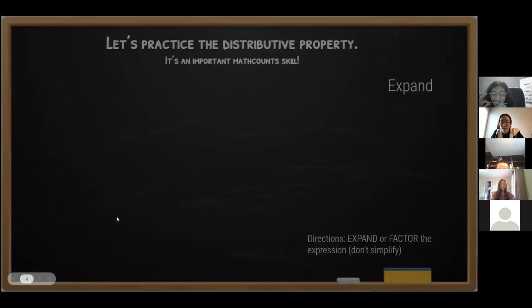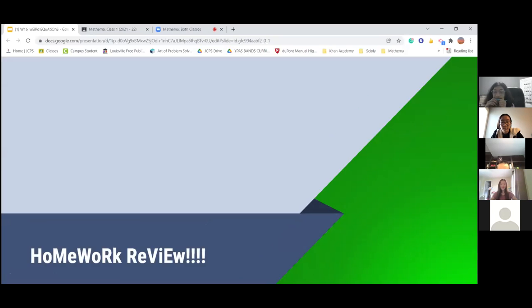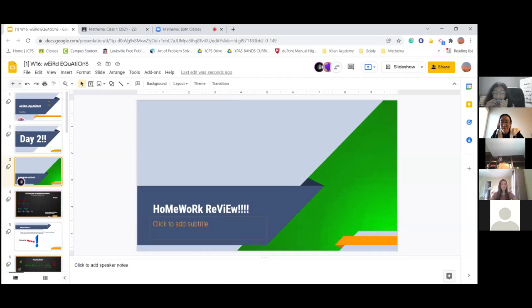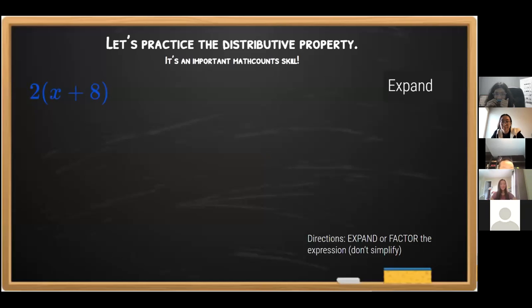Amazing explanation. Very good. So, our homework review. Oh, oops, wait, hold on. Where did the homework review go? I don't think I have one. We can just skip past it. Technically, the distributive stuff is kind of a homework review. Okay, so technically there is no homework review, but instead, let's practice the distributive property.